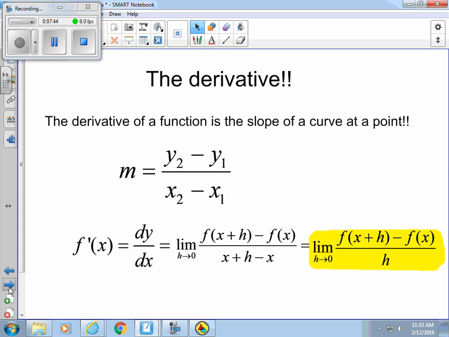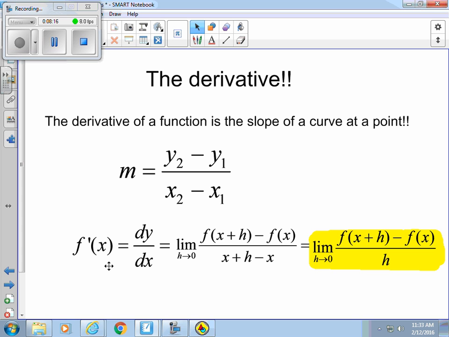Okay, so write this down. This is the definition of derivative. Now you can skip this middle step if you wish. What happens to those x's? They cancel and just give you h. But the derivative of a function is the slope of the curve at a point. And you find that by doing the limit as h approaches 0 of f of x plus h minus f of x all over h.